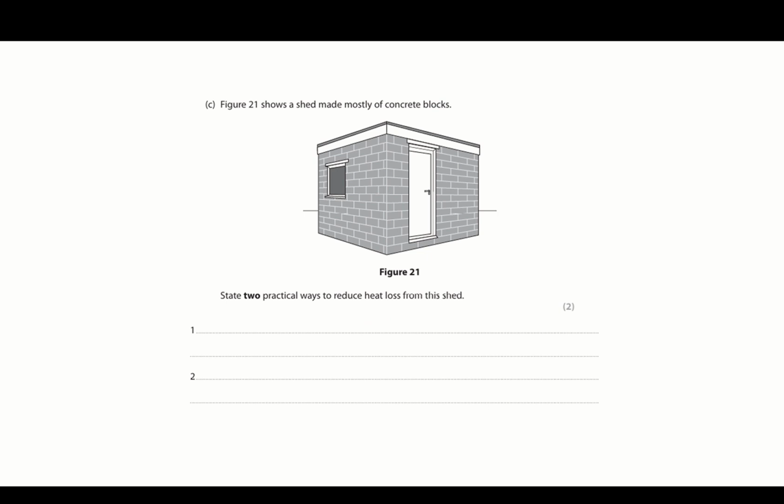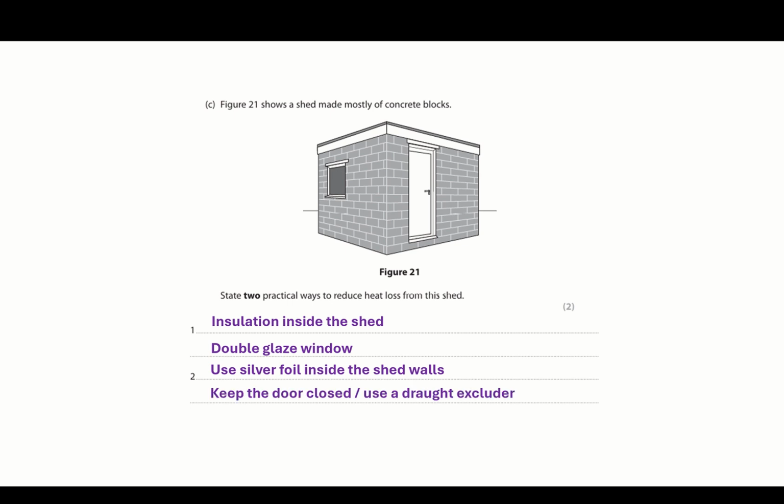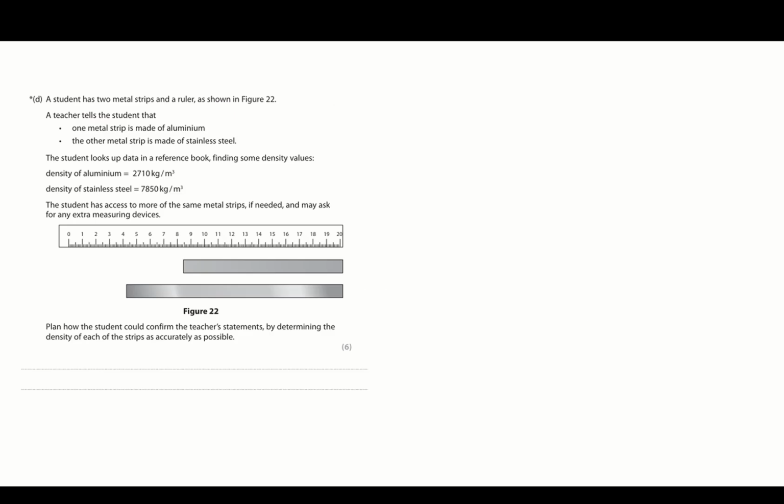We've got a shed made mostly out of concrete blocks. How can we reduce heat loss? I think this is a lovely question. We could insulate the inside of the shed, and you could use any wordings that hint at insulating the shed. We could double glaze the window, that'll trap air, and air is a poor conductor. I could even say put silver foil inside the shed walls, that'll prevent losses through radiation. Or in the mark scheme, it even says just keep the door closed or use a draft excluder. Put a little snake under the door so there's less drafts. Any two of those.